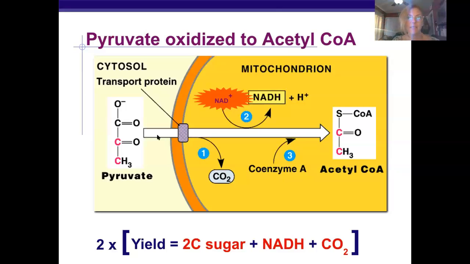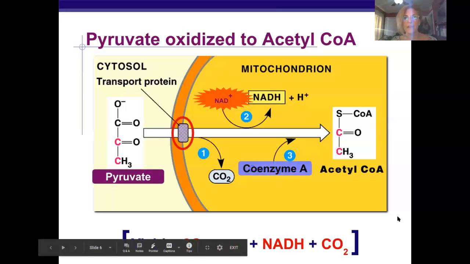So pyruvate enters into the mitochondria, and along the way, it's going to be converted into acetyl CoA simply by, well, really not simply, but for our sake, we're simply taking off a carbon dioxide and a hydrogen. So CO2 and hydrogen up here, NAD plus gets converted into NADH. Now remember, glycolysis needs NAD plus, so there's going to have to be a way to recycle the NADH, and that's what we'll talk about on Friday.